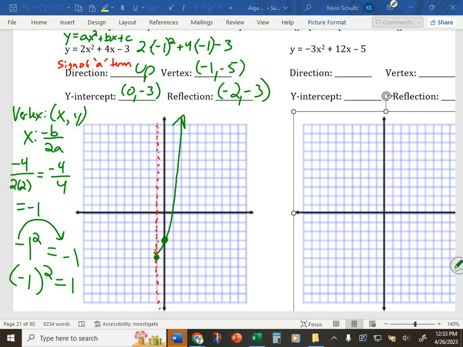So on the other side, we're going to go 1 over, so that this is the same distance, and now we have the other half of our parabola. And then we just wrote down what ordered pair that was. That ordered pair is -2, -3. Oh, okay, that makes sense. Okay. Questions on this one? Let's do another one.